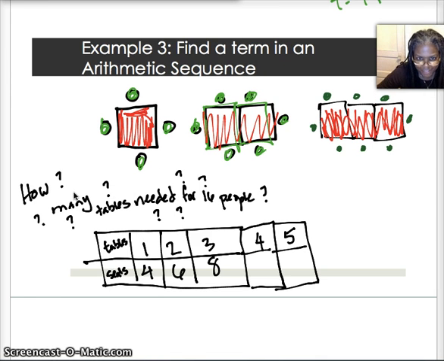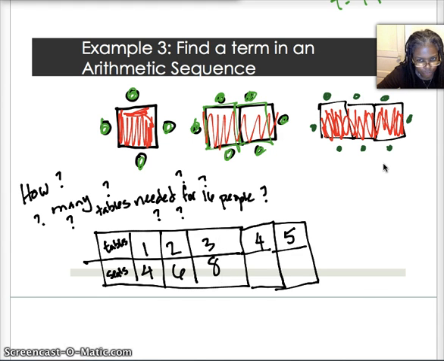Okay, so I've got here how many tables needed for 16 people. That's our question that we need to keep in our mind. And I've started putting it into a table with tables as one thing and seats as another. So for 1 table, 4 people, 2 tables, 6, 3 tables, 8, 4 tables.